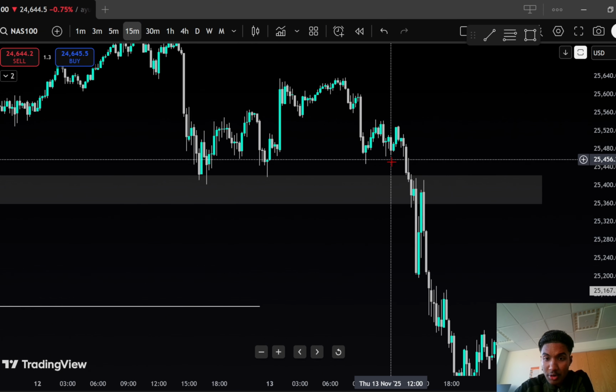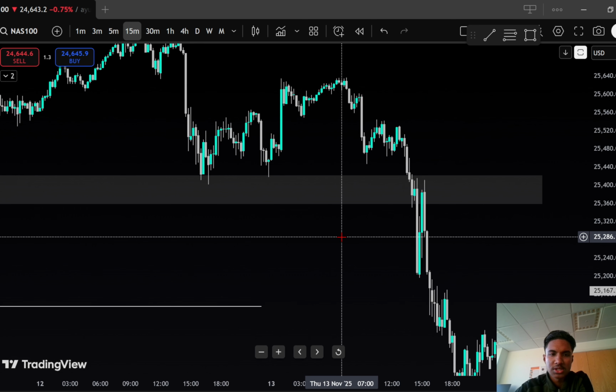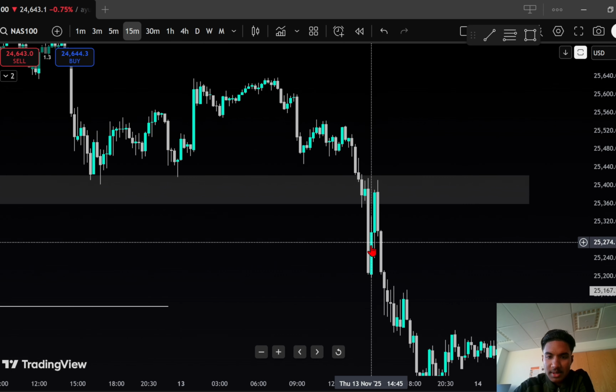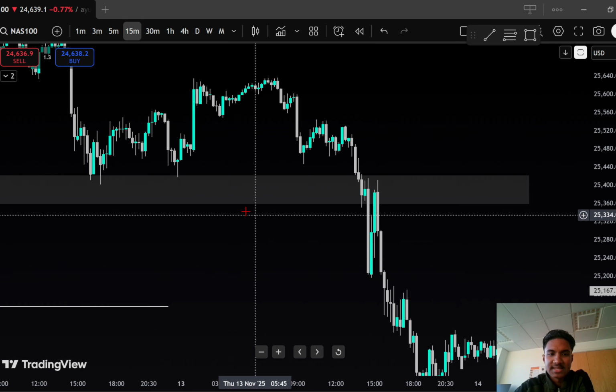So it broke past it. By the way, in future videos I'll be going through these concepts in detail, but this is just an overall. So it breaks past it, and then I wait for it to come back, right? So that's the retest of this key level.